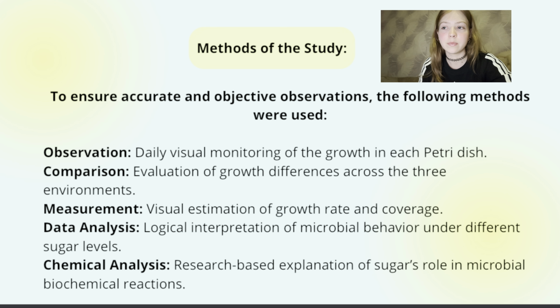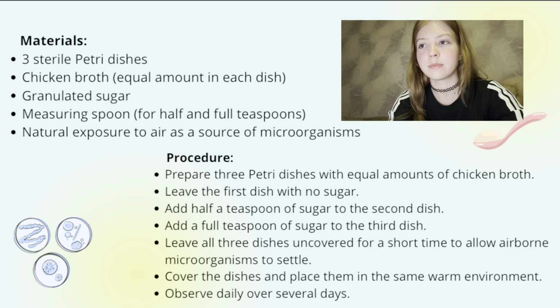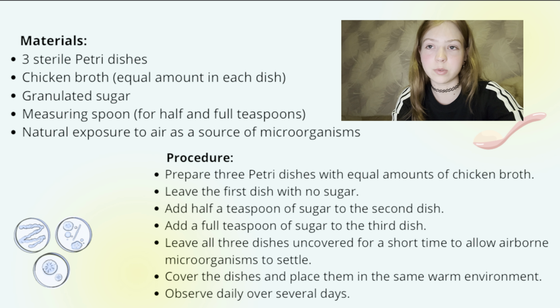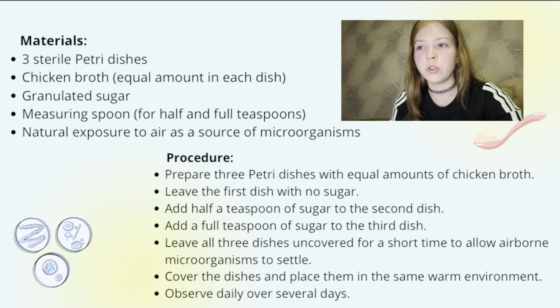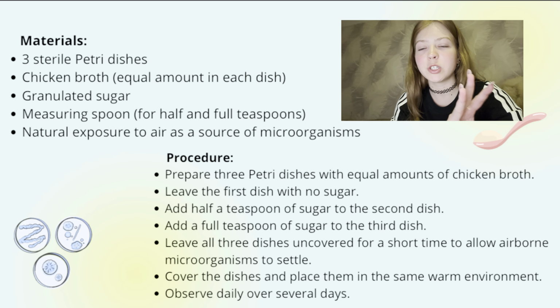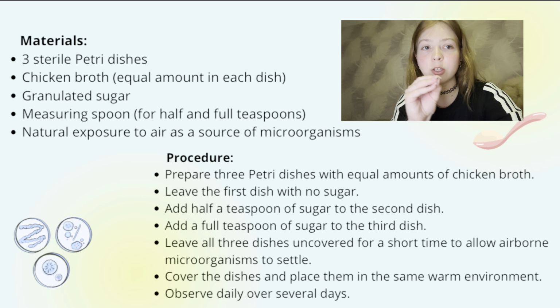Methods of the study: I used observation, comparison, measurement, data analysis, and chemical analysis. Materials that were used: 3 sterile petri dishes, chicken broth, granulated sugar, measuring spoon, and natural exposure to air as a source of microorganisms. Procedure: prepare 3 petri dishes with equal amounts of chicken broth in each one.